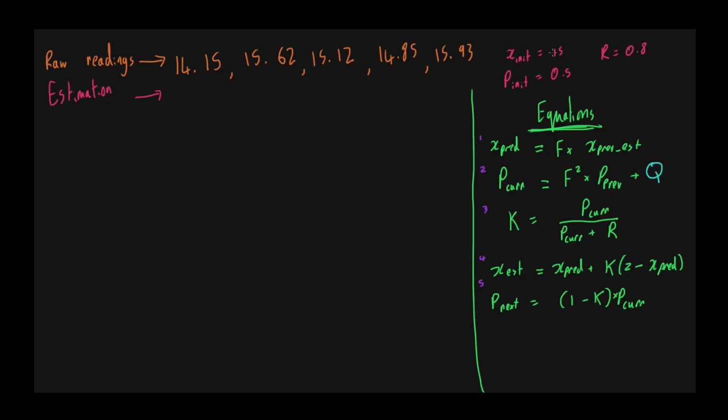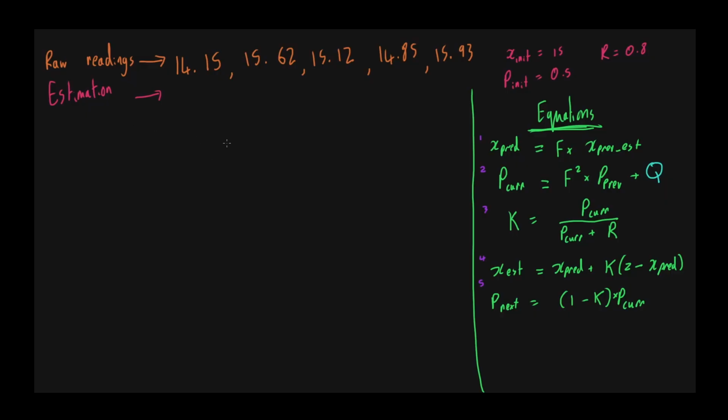Now, some initialization values. We said X initialized is 15, so our initial prediction is 15 degrees. P init, which is our state error covariance, is 0.5, and R, which is our measurement error covariance, is 0.8. These are relatively arbitrary values I've chosen. I didn't do anything specific to get them. Later in this lecture series, we'll look at how to actually choose them. And then we have our equations from the last lecture, all 5 equations. So let's start doing some calculations.